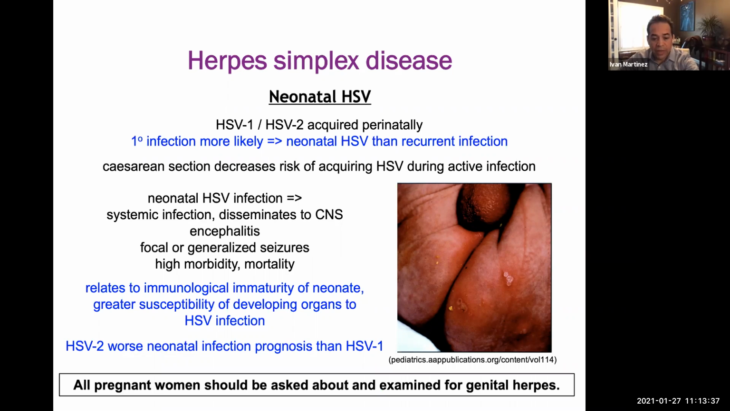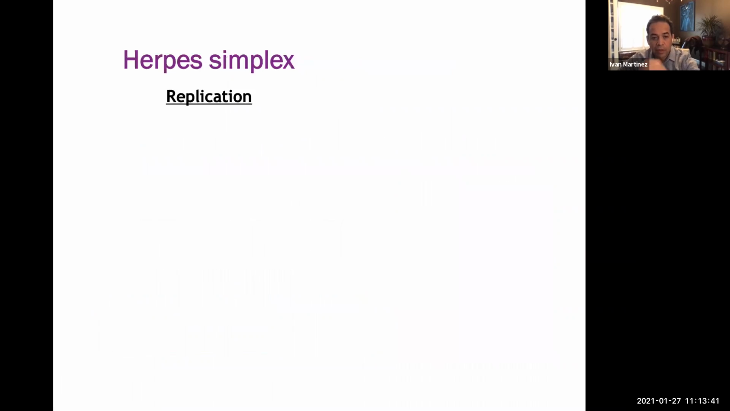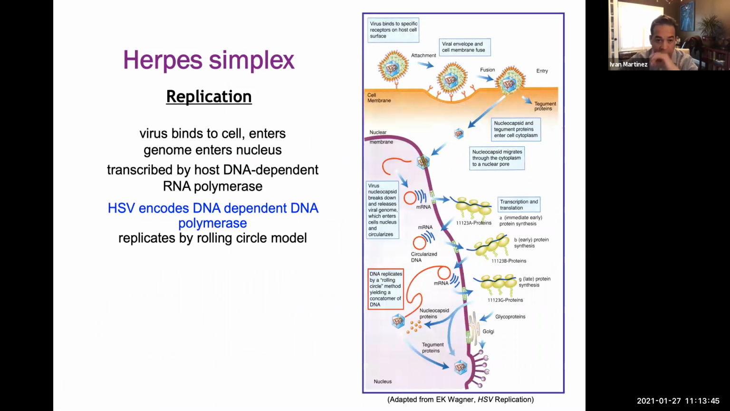All pregnant women should be asked about and examined for genital herpes, of course, to avoid this. Replication. The virus, of course, binds to the cell. Then, because they have a membrane, they fuse their membrane, and then it's a DNA virus. Of course, they have to go all the way to the nucleus.